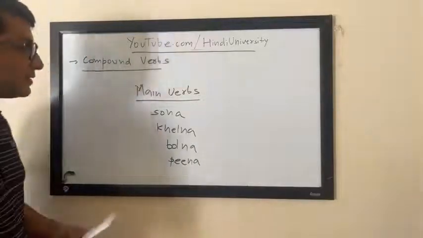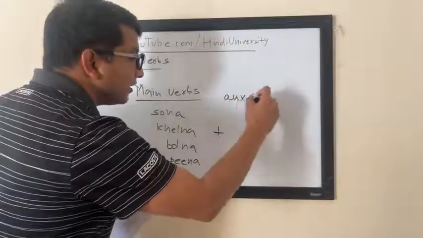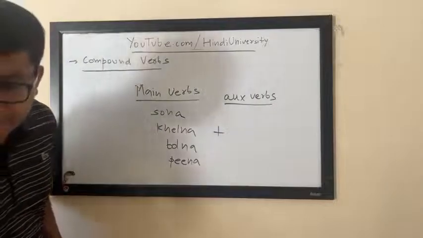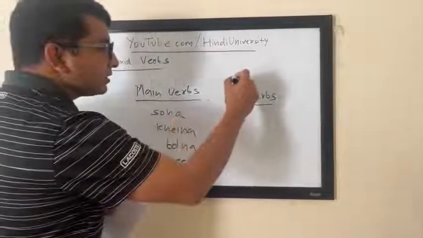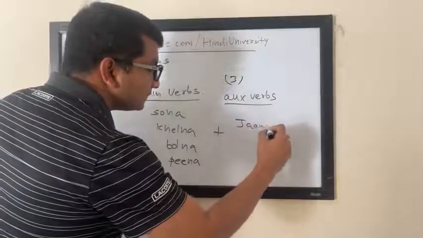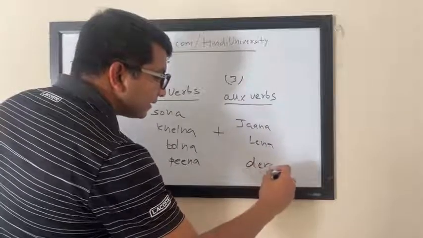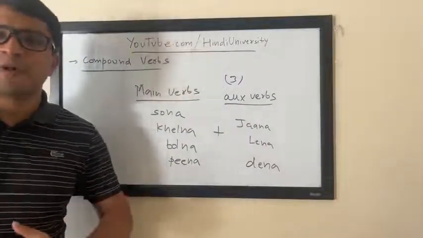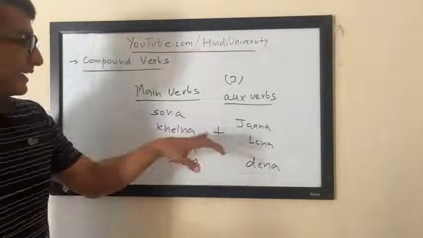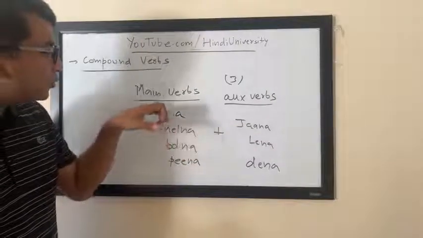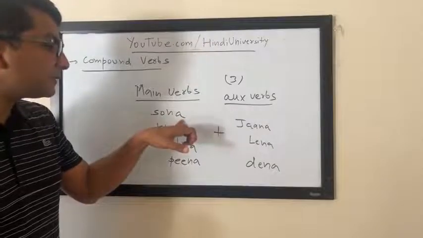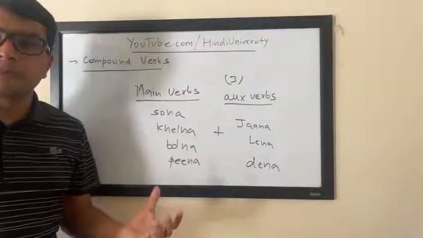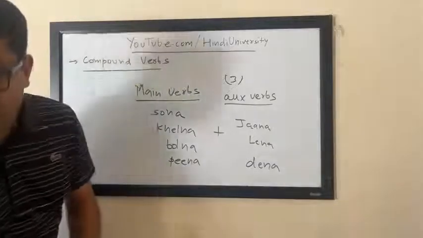Hindi also uses additional verbs, auxiliary verbs, along with the main verb. There are many auxiliary verbs you can use, but the three most important ones are jana, lena, and dena. The idea is to compound the effect, meaning you are augmenting what it was before. When you use auxiliary verbs with these main verbs, the auxiliary verbs lose their meaning, but they compound the effect of the main verb. That's why the output is called compound verbs.